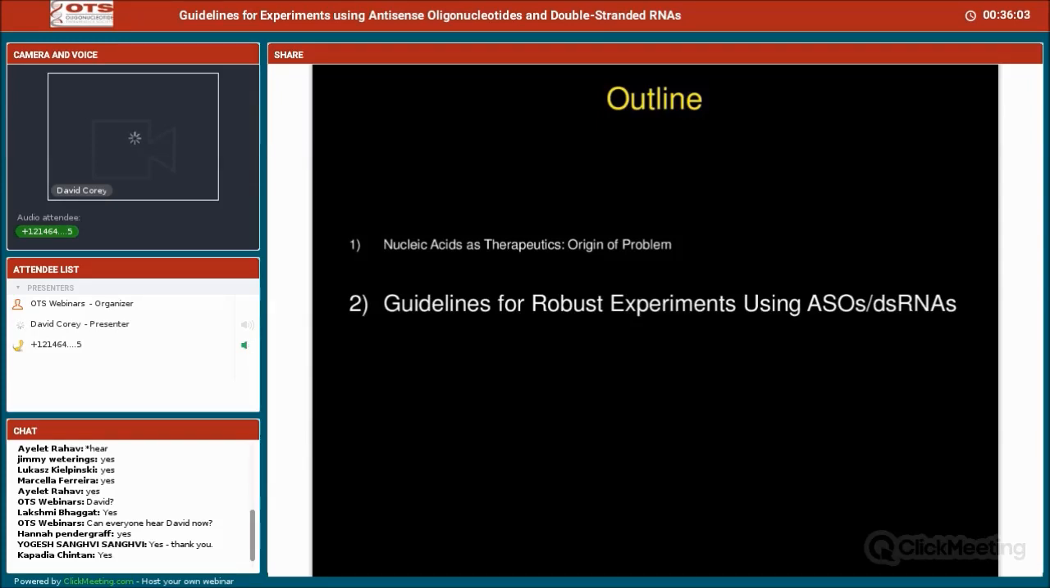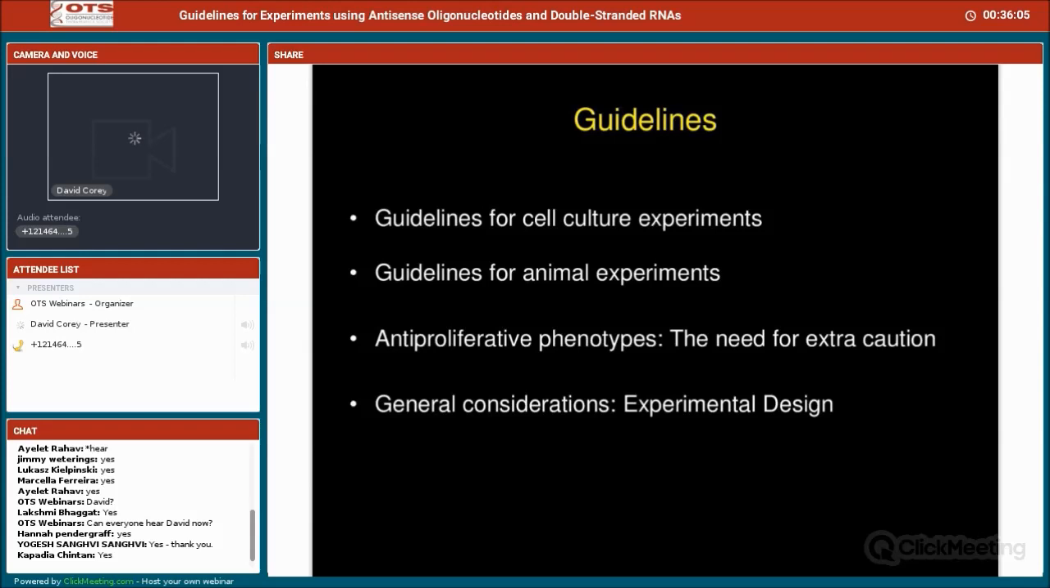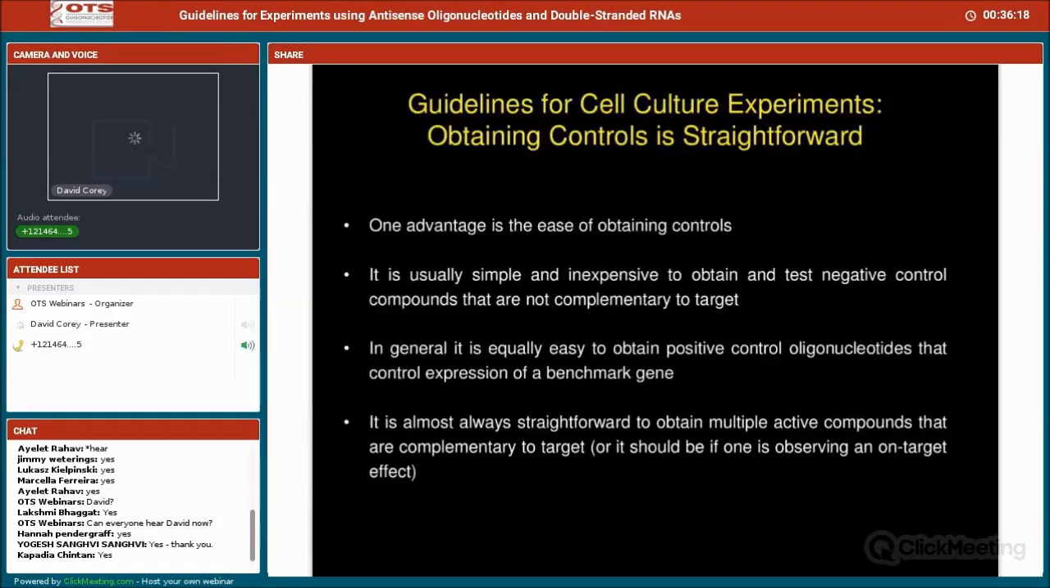Okay. So now to turn to the second part of the talk, guidelines for robust experiments using antisense oligonucleotides and double-stranded RNAs. So we'll start with guidelines for cell culture experiments. We'll briefly talk about guidelines for animal experiments, antiproliferative phenotypes because there's an extra need for caution there, and then we'll conclude with general considerations for experimental design. Okay, so some general comments first.